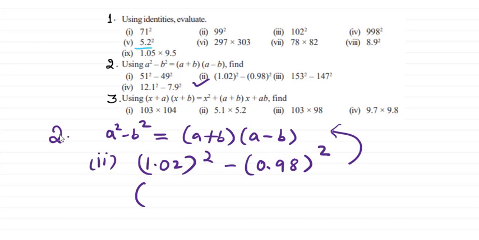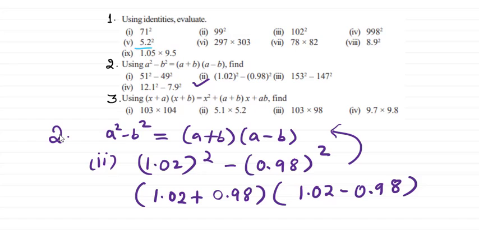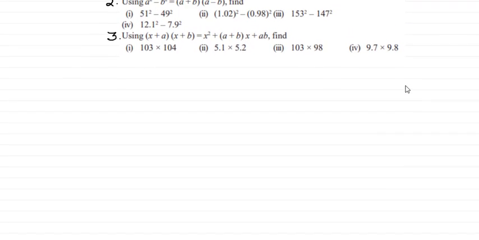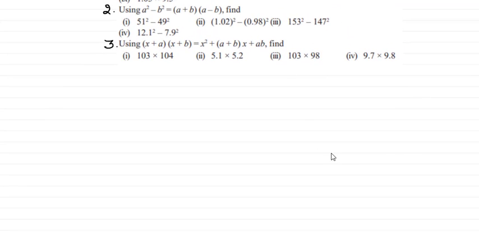So here we are using this identity. It says first you have to add both the terms, so 1.02 plus 0.98, and then you have to subtract the first and the second term, and then you multiply them. So here you'll get 2 into the second term, we have to subtract, so 102 minus 98 will give you 4, so it's 0.04 and the answer will be 0.08. So that's the answer for this question. Using this identity you can solve the other sums as well.